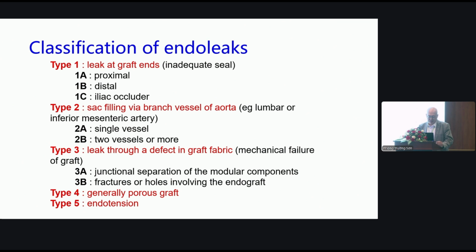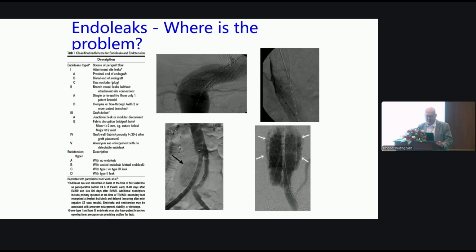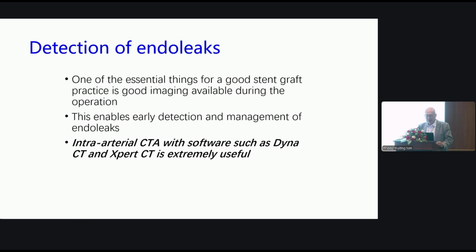I don't need to bore you with this, but basically this is the complicated classification of endoleaks from type 1A to 1C and the various types. We don't really see a lot of types 4 and 5 nowadays unless you're looking at patients with first-generation stent grafts. But the question is really where is the problem and how you define it during the operation. One of the things about endoleaks is that you need to have good imaging available to detect them.